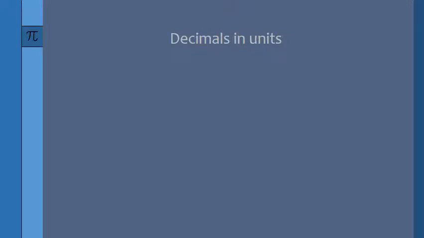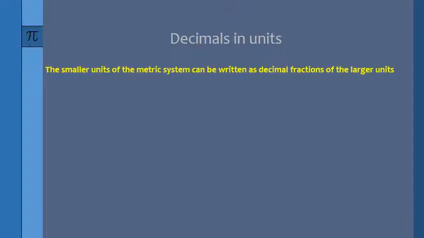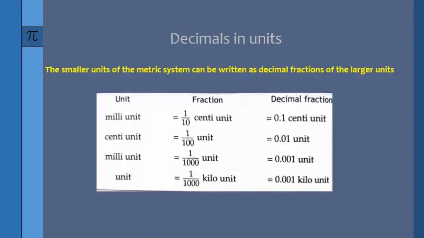Decimals in units. The smaller units of the metric system can be written as decimal fractions of the larger units. Let us understand this with the help of this chart. 1 milliunit, which is the smaller unit, is equal to 1 upon 10 centiunit, which is the bigger unit than the milliunit. And so it can be written as 0.1 centiunit, right?